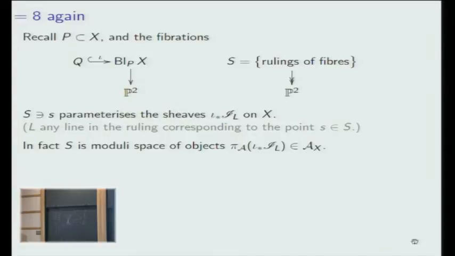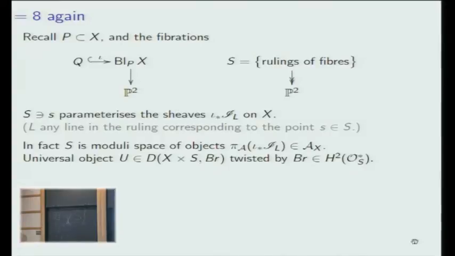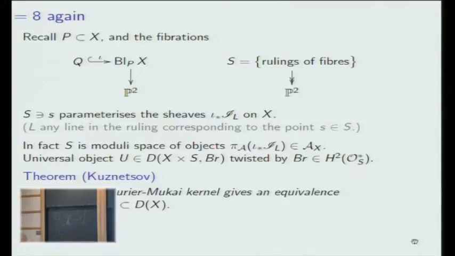And precisely because I made a choice here, because I had to choose one of the lines, it's not clear there'll be a universal sheaf. And of course there isn't, because of this damn Brauer class. So S is a moduli space of these objects, and there's a universal object, but only after you twist by this Brauer class. So there's not a universal sheaf, there's a universal twisted sheaf. And Kuznetsov proved some time ago that you could use this as a Fourier-Mukai kernel to give an equivalence between the twisted derived category of the K3 surface and this A_X.